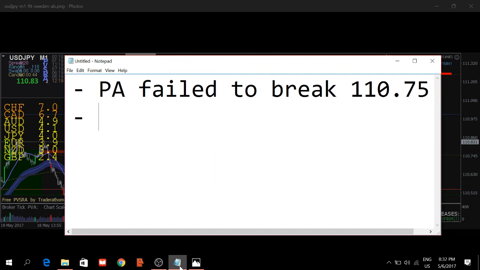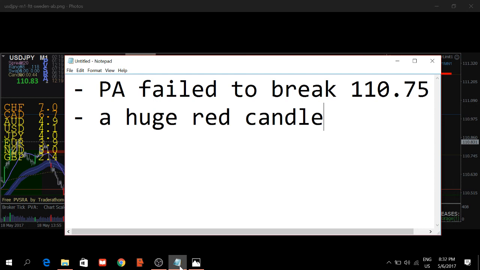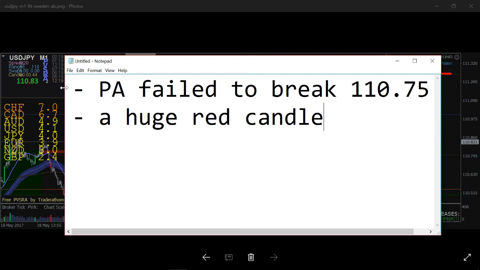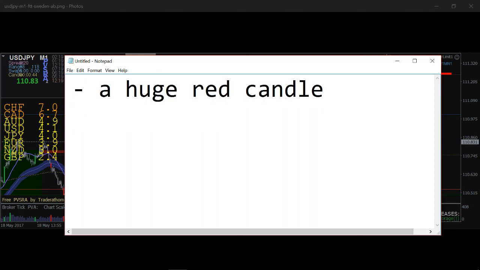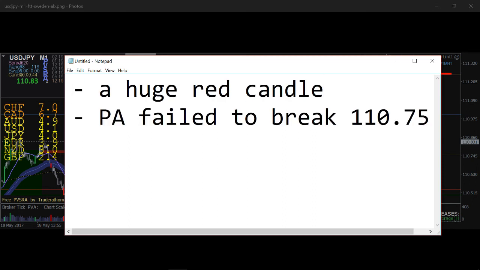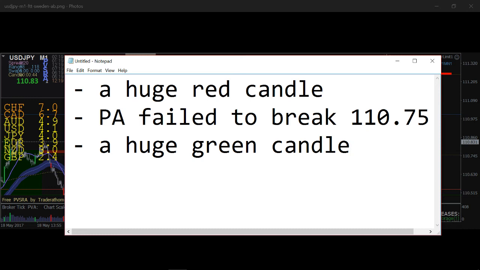After that, another thing is that I got a huge red candle that tried to break. PA failed to break, and after that, a huge green candle. Why am I saying this? Because this is one of my favorite styles of trading. Why? Because it shows the support is very strong.